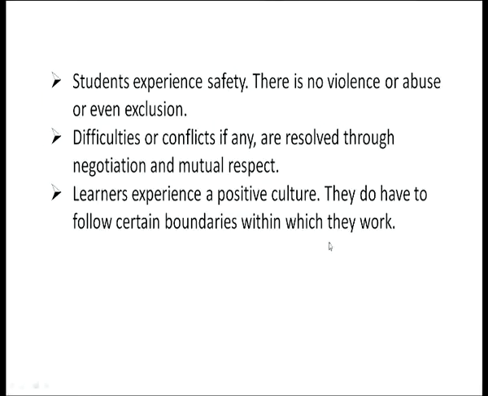How do learners experience the culture of the classroom? Is it a positive culture? They have to follow certain boundaries and work within boundaries, and these are the elements of a positive work culture for students.